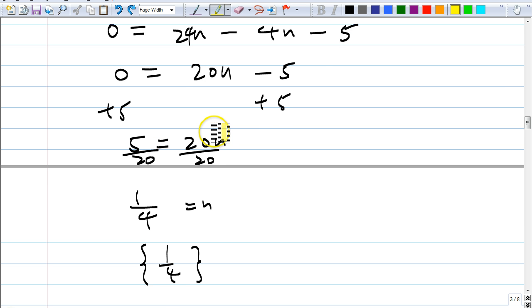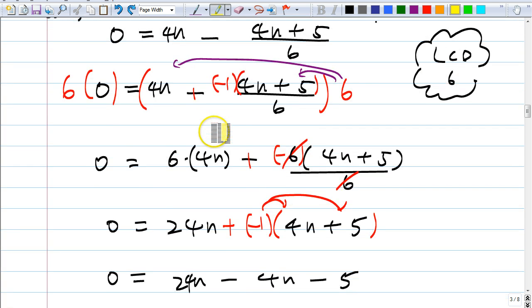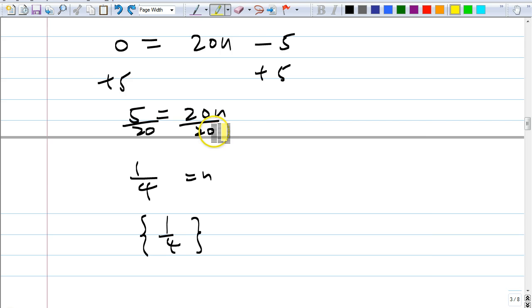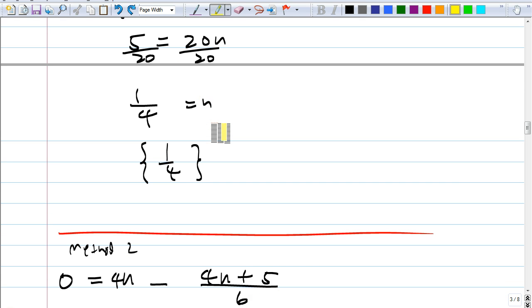So, this one was kind of interesting, though. Look at the very original equation. I have it right here. Guys, take a look at this. Turns out there's a second method of doing this. You know how we have 0 equals 4n minus 4n plus 5 over 6? Did anybody see how you could have done this, sort of doing it the way that we did yesterday? How could we rewrite this, Eugene?